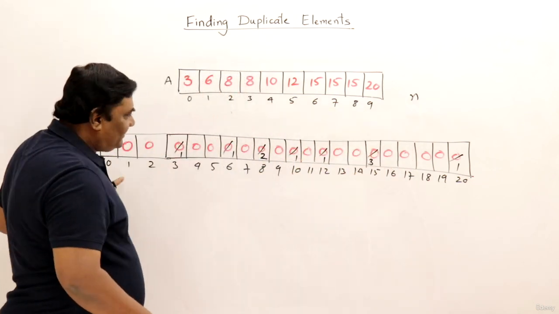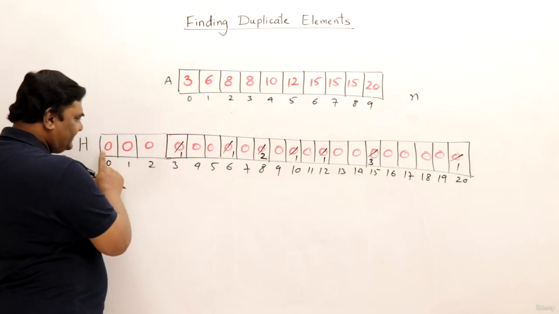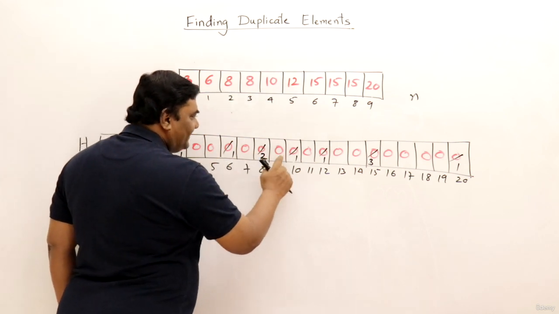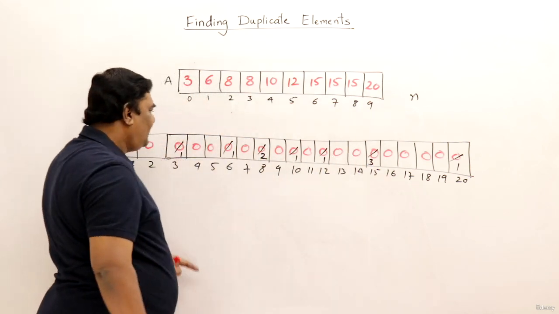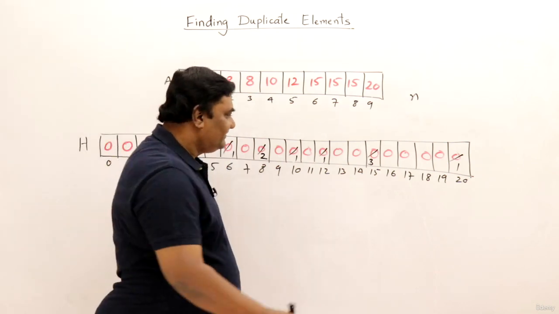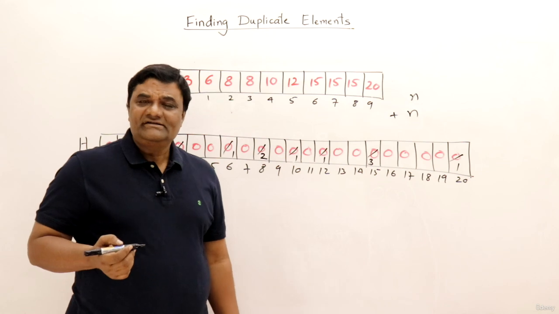Then next, what have we done? We have to find out what the duplicate elements are from this hash table. So we can scan through this one. This is not there, not there. This is 1 time. Okay, 1 time. This is 2 times. Then this is 3 times. So I have to scan through this array also. How much time does it take? Plus n. How is it n?